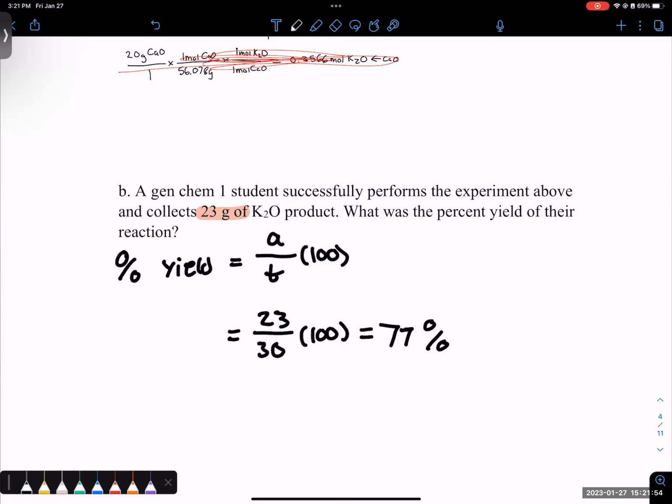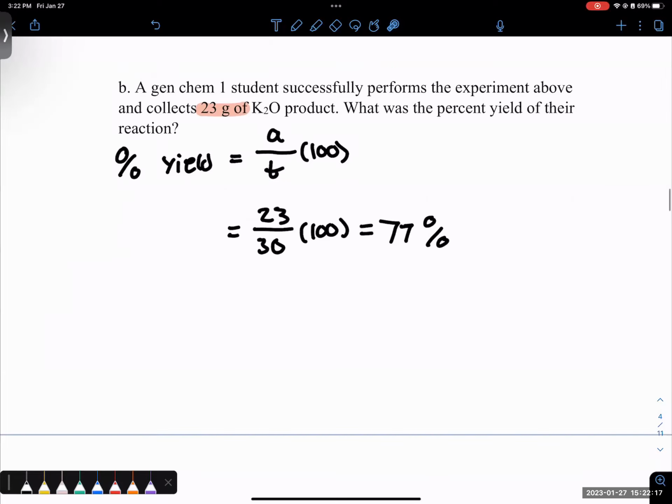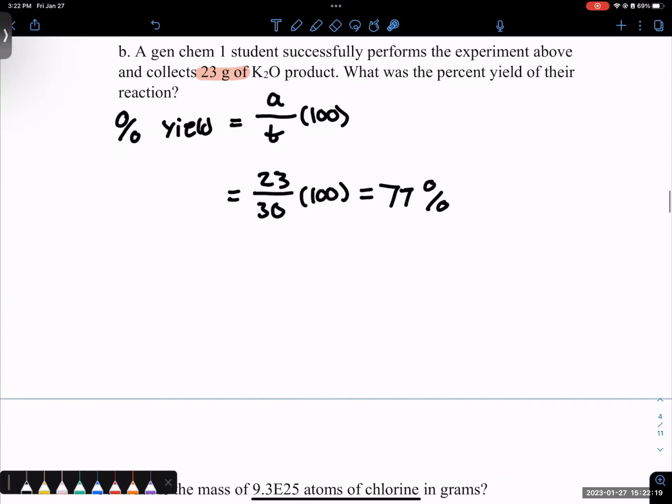So if it is 76.6, you would round it? We have 2 sig figs. Someone asked, would you use 1 sig fig or 2 sig figs? Because part B only gives you one number with 2 sig figs, you would use 2 sig figs. So if it's 76.6, you would round it to 77. Okay.